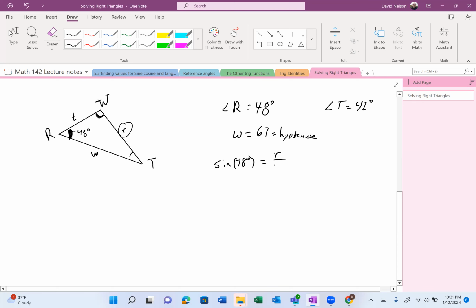It's going to be R divided by the hypotenuse, divided by 67. R over 67 is equal to the sine of 48 degrees. I can solve for R. I want to get rid of the divide by 67, so let's multiply both sides by 67. And we'll get that R is equal to, as an exact answer, 67 times the sine of 48 degrees. But we could get a nice approximation of that off of our calculator.